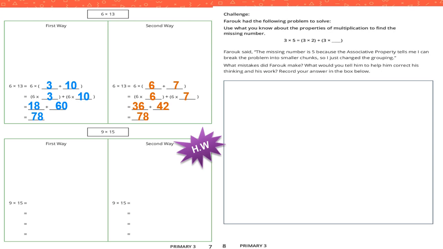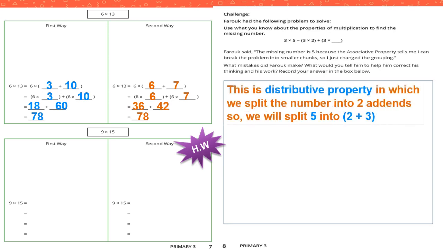First, I have here 3 times 5 equals 3 times 2 plus what? I have here two signs. It means this is not associative property. We said in associative property I have only one sign. But here we have two signs. This property is called what? Distributive property. So it's not associative property because I have two signs.